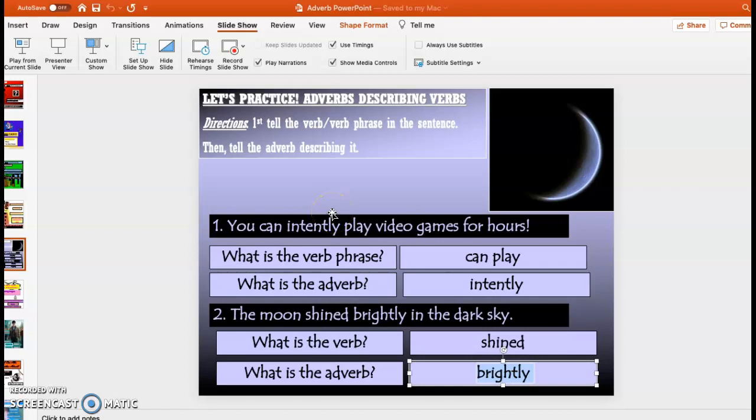Good job, 7th grade. Good luck on the practice. This is a short practice of 5 questions, and then you are allowed to play some adverb Jeopardy. Make sure you get that short assignment done first before you move on to the review game.